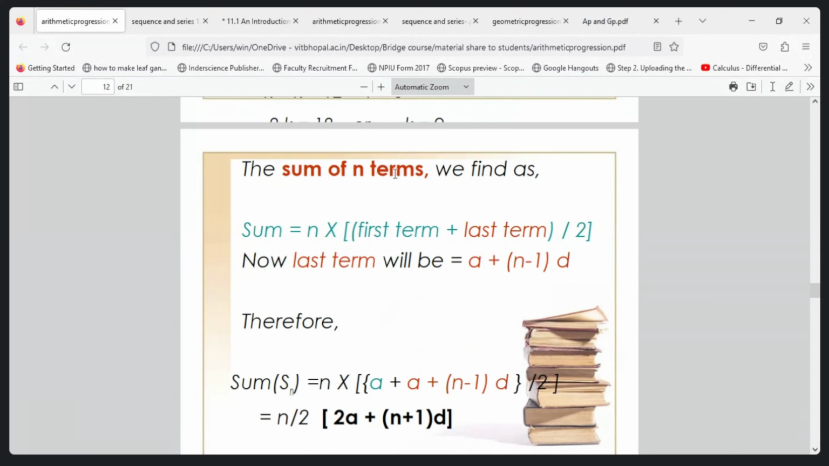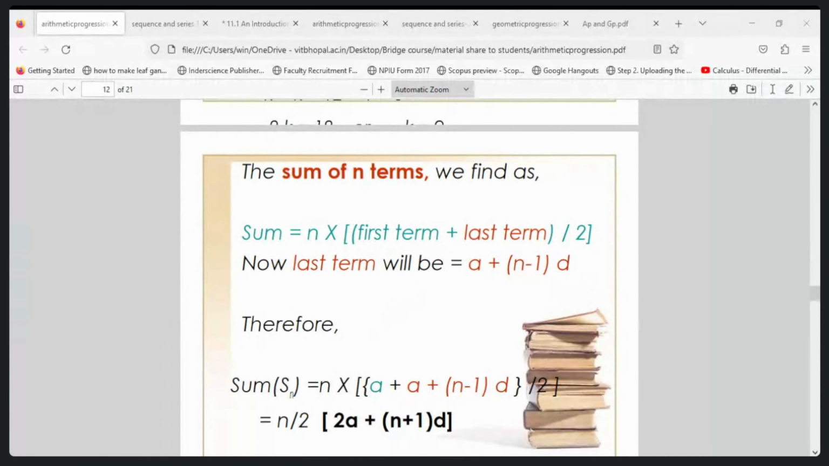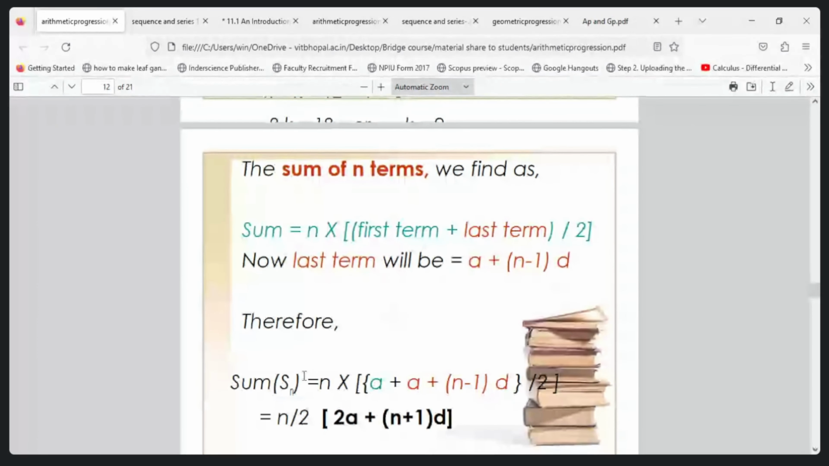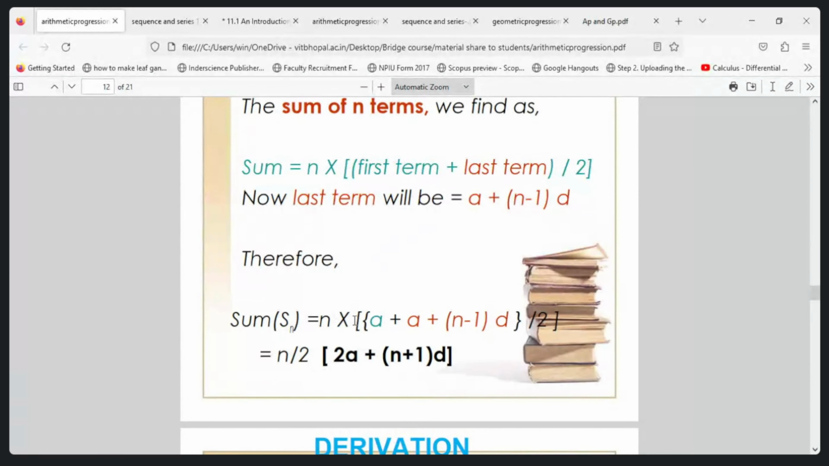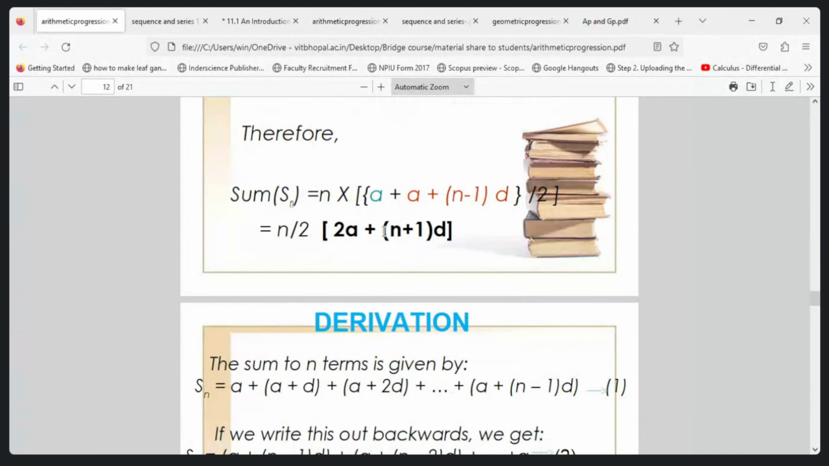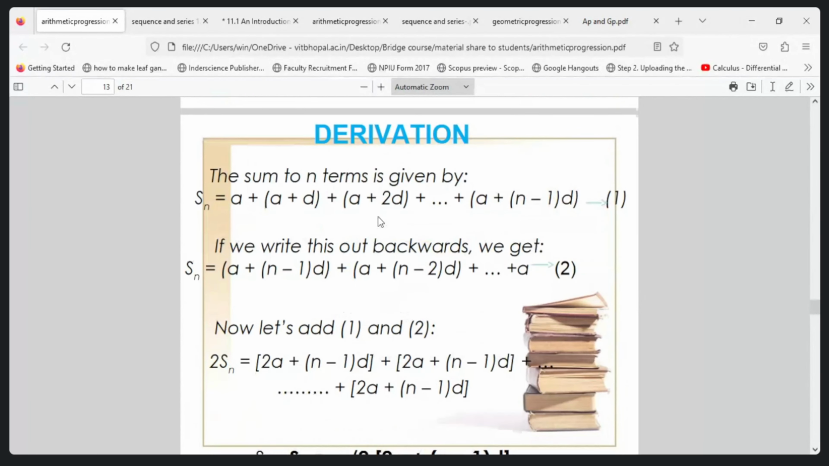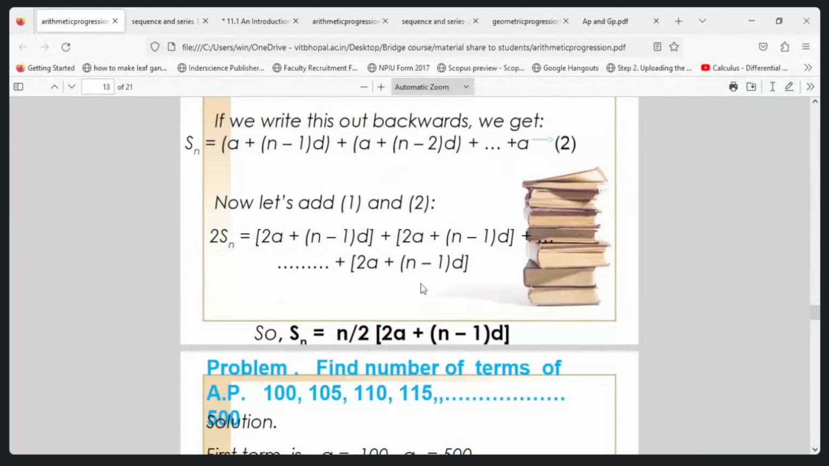The sum of n terms. The sum is equal to n times the first term plus the last term, divided by 2. So Sn is equal to n by 2, 2a plus (n minus 1) into d. What is the derivation here? You can see here this is the derivation.